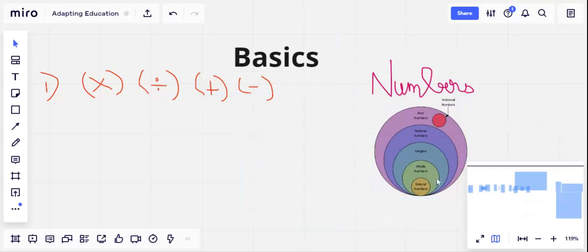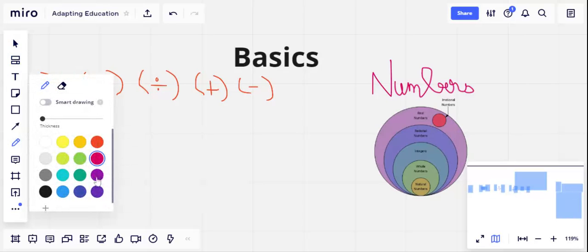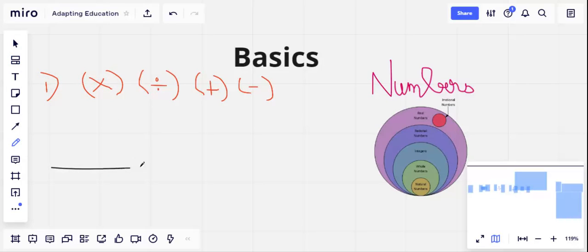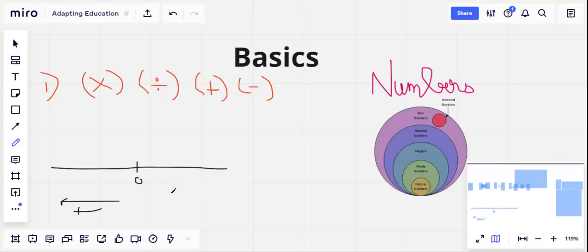Let me tell you. First are natural numbers. Natural numbers are from 1 till infinity. Second are whole numbers. Whole numbers are from 0 to infinity. Then there are integers, positive integers and negative integers. Let me explain through a number line. So let's say this is our number line. Okay, and over here we mark the 0. So this side go our positive numbers and this side go our negative numbers.